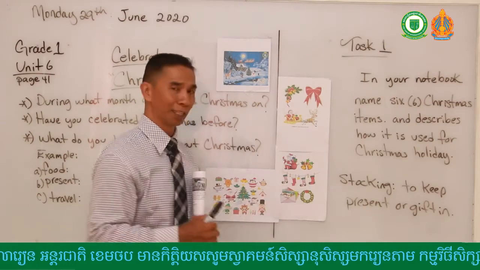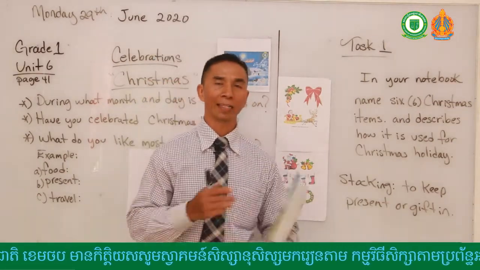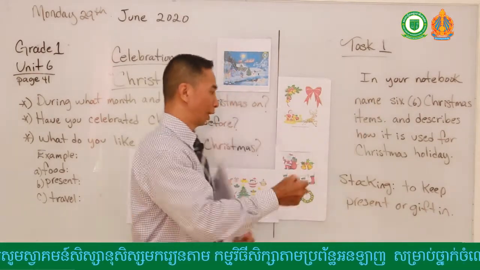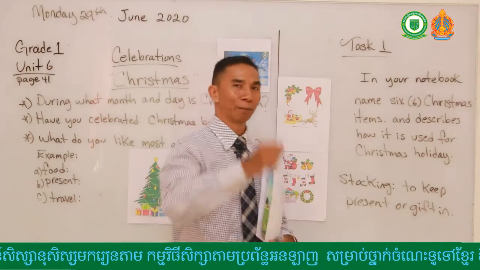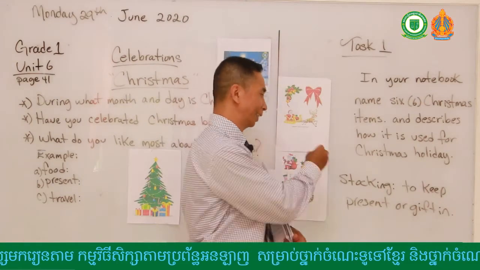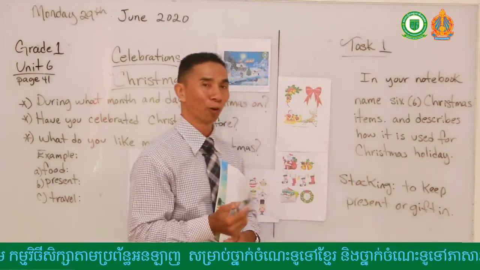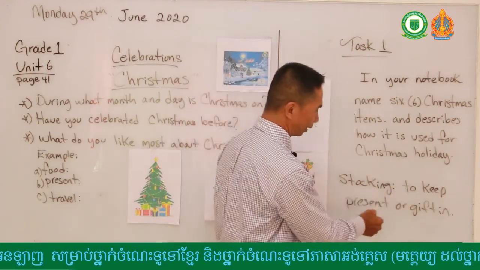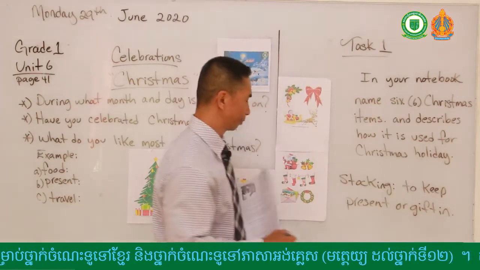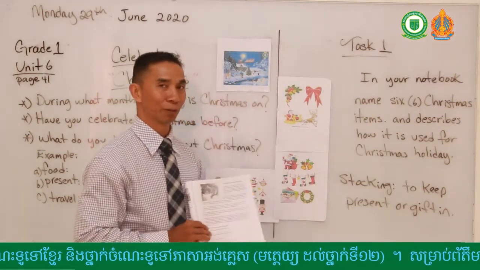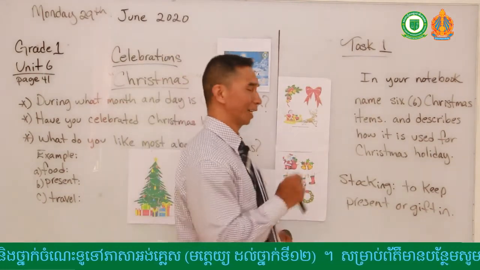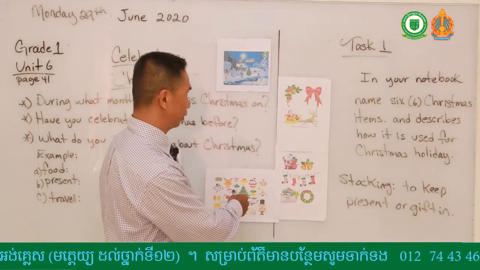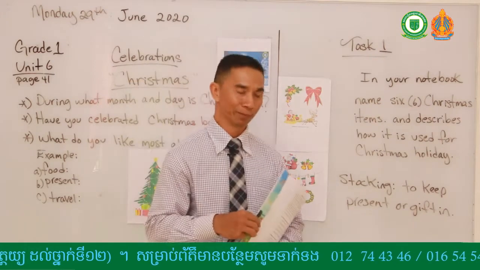These are all stockings. And the purpose of a stocking is people hang it up by the chimney or hang it up on a wall, with your name on it, so people can come by and put gifts or presents inside the stocking for you, or for you to give to somebody else. So a stocking is to keep presents or gifts inside. So that's just one of my examples. Now I want you to write down 6 items that you use for Christmas and describe them.